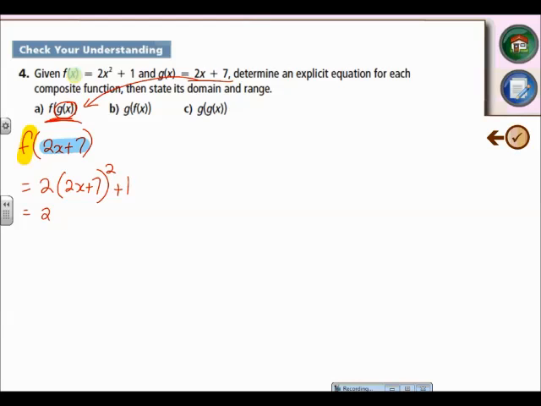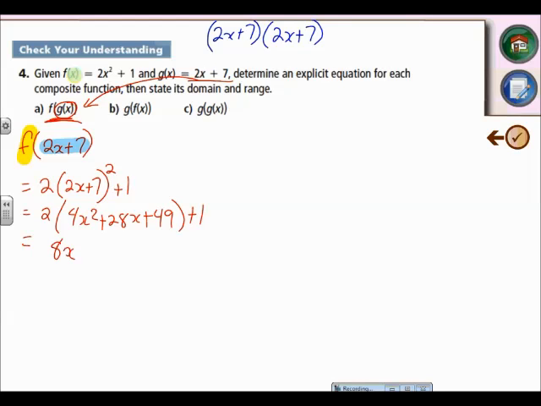2 times, expand this. This is not 4x squared plus 49. That's a scourge on humanity. If you need to, bring it up on the side here, 2x plus 7 and 2x plus 7. You cannot distribute it in an exponent. You have to multiply it twice. So that gives us 4x squared plus 28x plus 49 and plus the 1 on the end. Distribute in the 2 and add the 1, 8x squared plus 56x plus 99. Boom. There's your new equation.